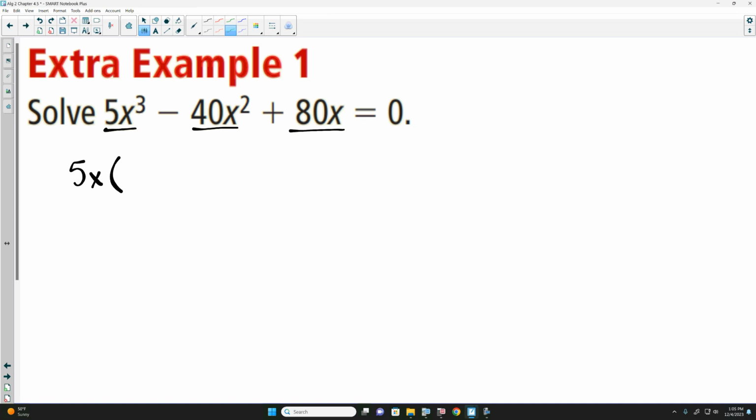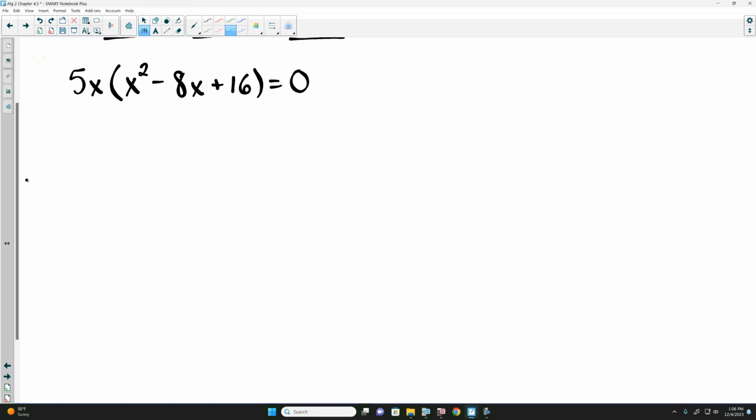And if we factor 5x out of 5x cubed, the 5 simplifies out, and x cubed becomes x squared. If we factor 5 out of 40, 40 divided by 5 is 8. And if we remove 1x from x squared, we're left with x. Plus 80 divided by 5 is 16. And the x factors out completely. Questions on how we got to this point here?